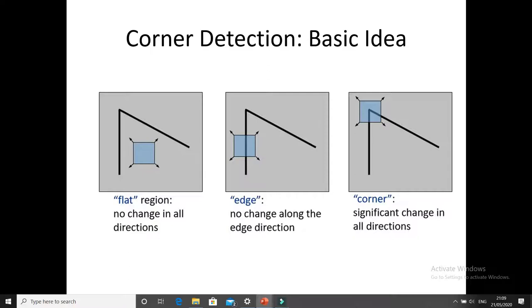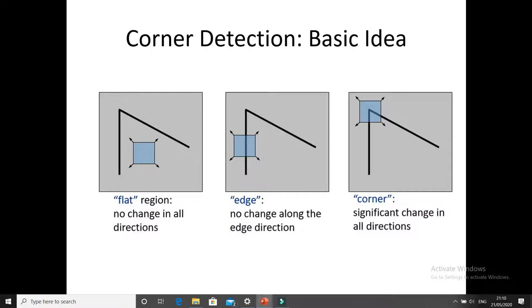Given this image, in the first figure we can move the square up and down or left and right. The pixels underneath the square wouldn't change much. We can refer to this as a flat region. There is no change in intensity. However we move this flat window, we cannot detect any changes in the image because it's a smooth region, a flat region. So let's see the next figure.